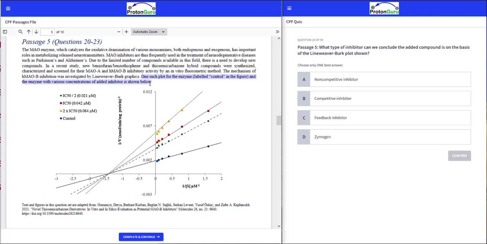We can see that one plot for the enzyme and the enzyme with various concentrations of added inhibitor are shown below. So the control with these little circles, the blue circles, is the enzyme with no added inhibitor. As you add more and more inhibitor, increasing concentration, the slope changes. And we see that all the lines intercept on the x-axis. That is characteristic, if you look at the enzyme topics in the MCAT Ladder course. That's really characteristic, diagnostic for non-competitive inhibition.